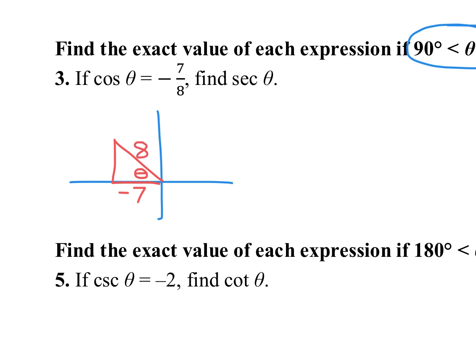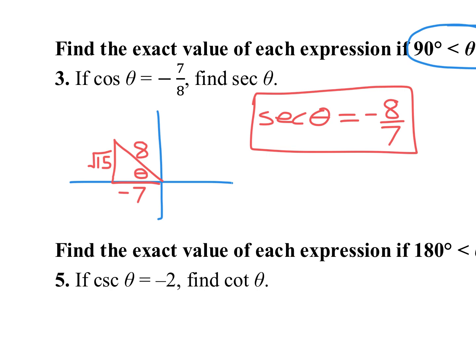8 squared is 64. 64 minus 49 is 15, so this side is radical 15. Now I'm realizing I didn't need to do all that, because secant is just the reciprocal of cosine. So we really didn't have to do the triangle at all.